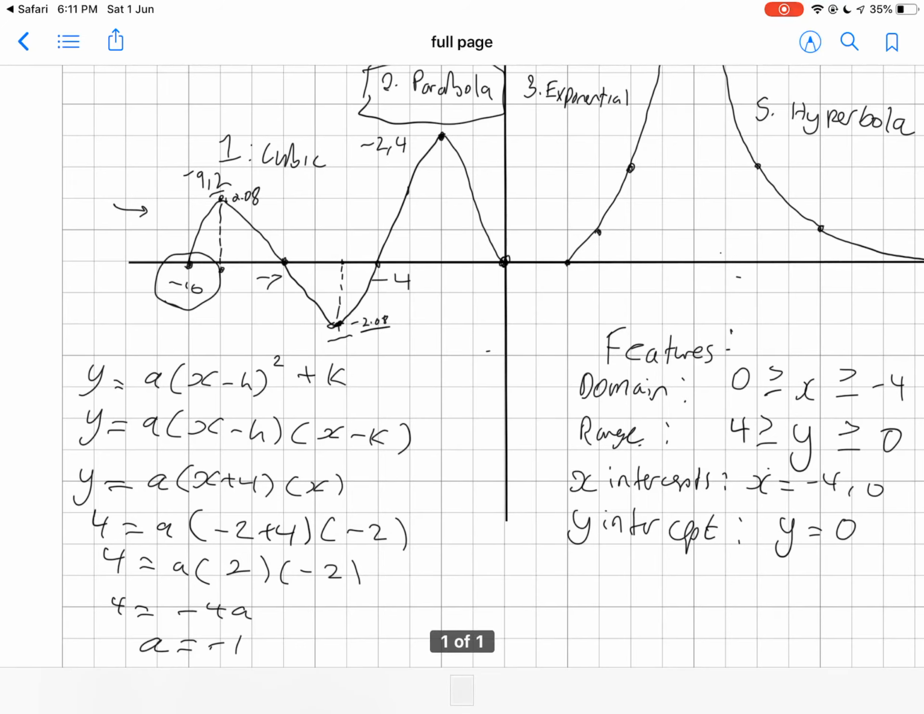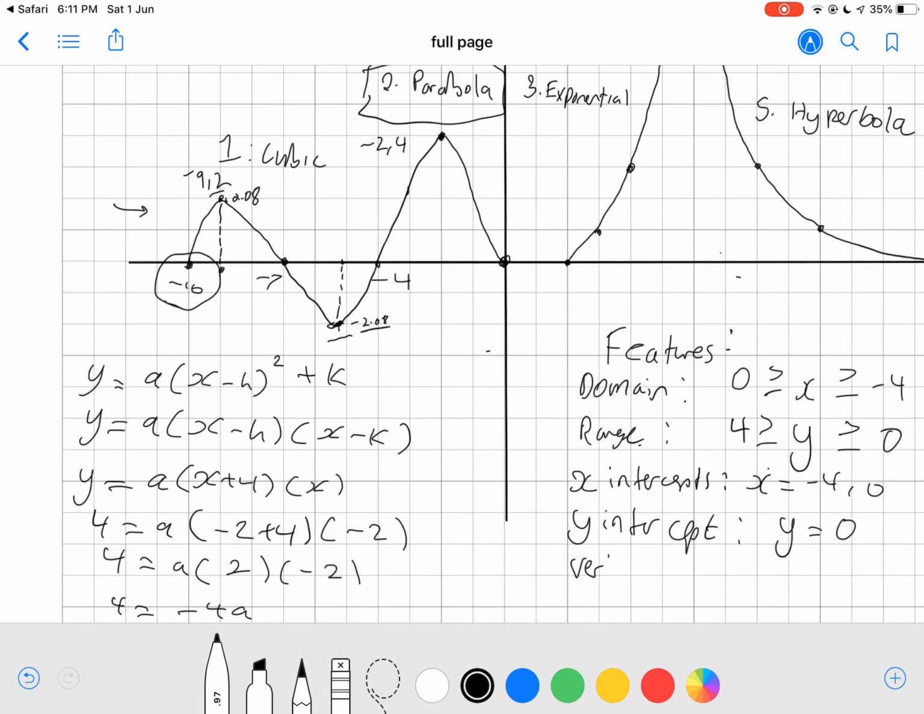And now we have our vertex, which is already pretty much given to us. You can just say this point here, negative 2, 4. That should be it for the parabola. Excuse me for a second. So that should be it for part 2, the parabola. We have our features and our equation. It's pretty straightforward. It was easier than the cubic.